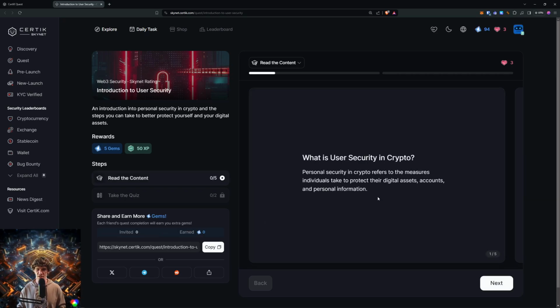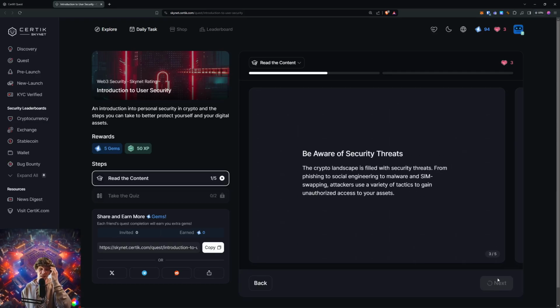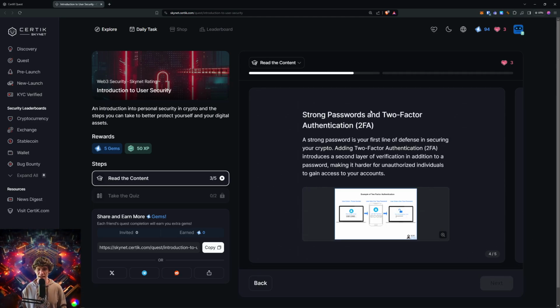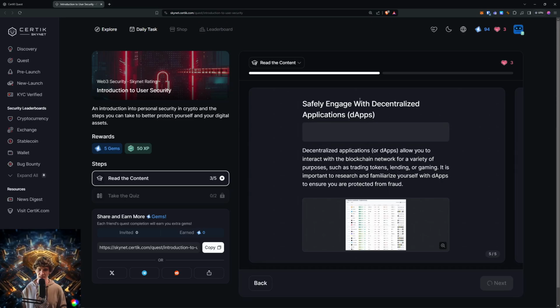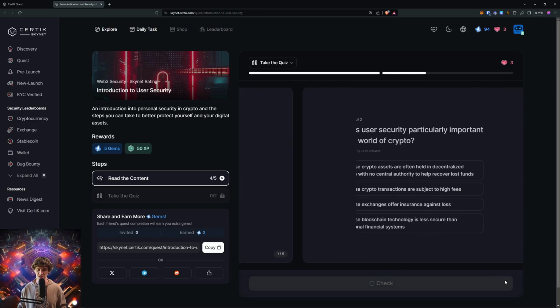So, introduction to user security. What is user security in crypto? Why user security matters? Beware of security threats. Strong passwords and two-factor authentication. Don't use the text message verification. You want at least two-factor authentication on all your accounts. Safely engage with decentralized dApps, or decentralized applications. And CertiK's leaderboard will show you the best dApps to interact with.